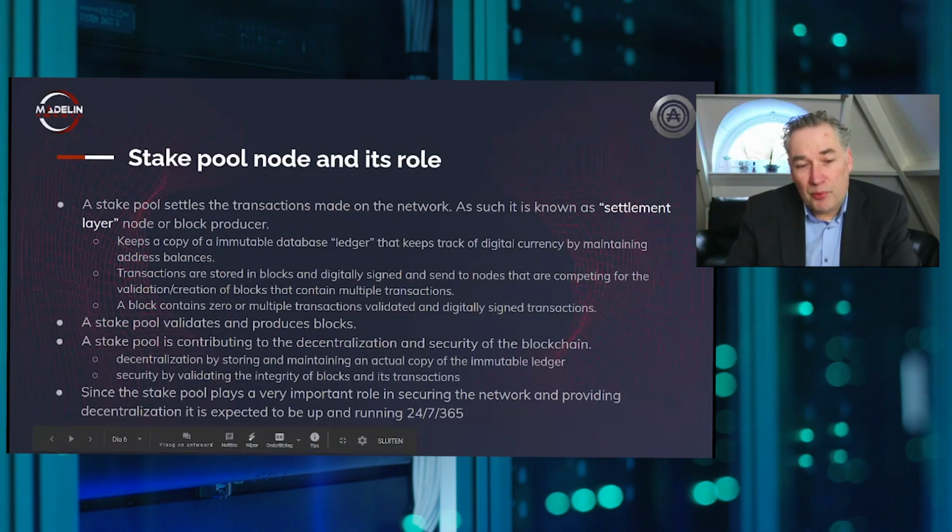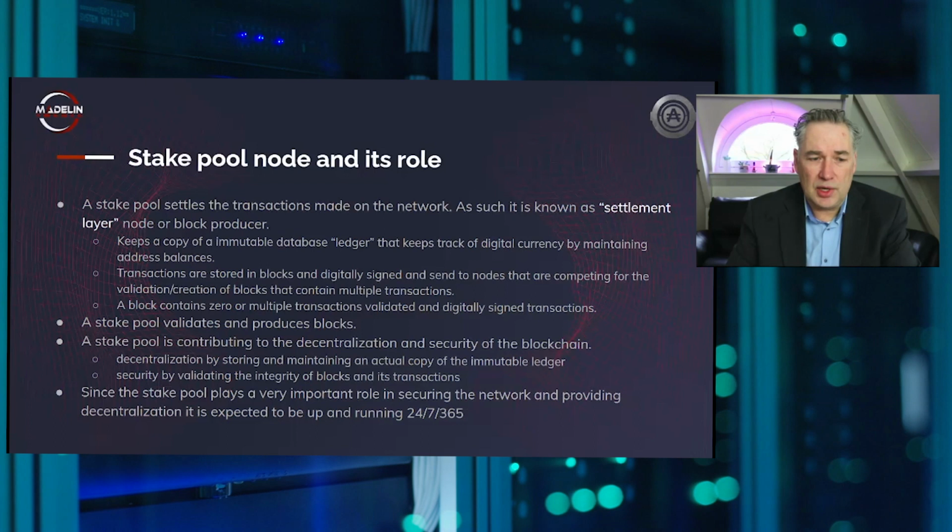So what is the role of a stake pool? The role of a stake pool is basically to settle the transactions made on a network. And for this, it keeps an immutable copy of the ledger. It processes the transactions that are stored in a block and digitally signed, and checks if they are valid and if they are not tampered with. A block as such can contain 0 or multiple transactions. A stake pool validates and produces those blocks.